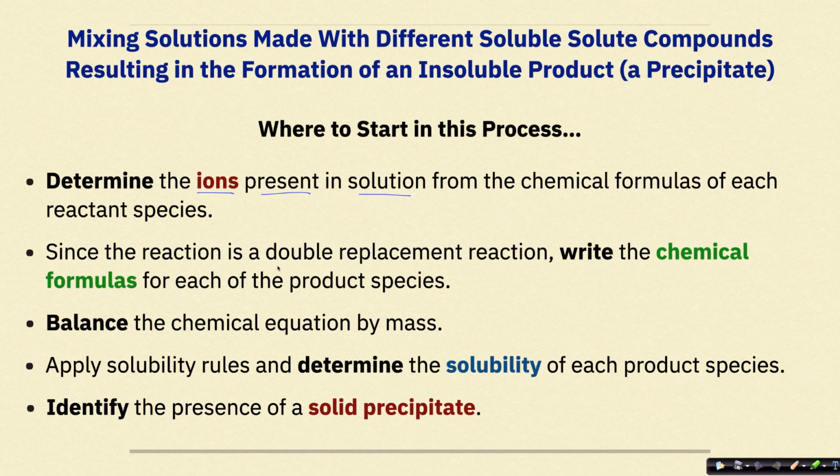Since the reaction is a double replacement reaction, you want to write the chemical formulas of each of the product species, and we'll go over a little review of how to do that. Then you want to balance the chemical equation by mass, apply the solubility rules to determine the solubility of each product species, and finally identify the presence of the solid precipitate.